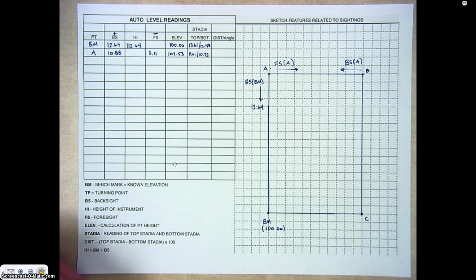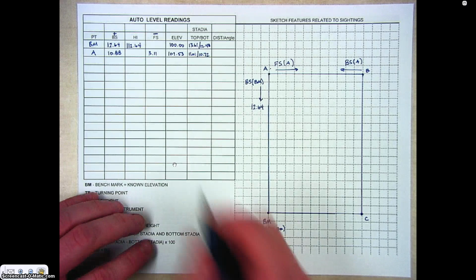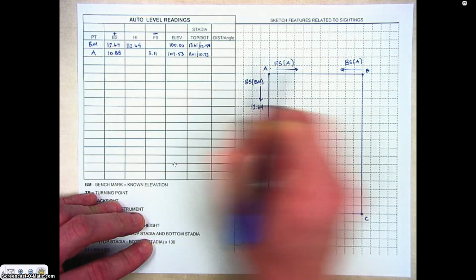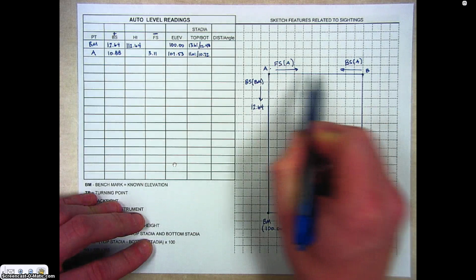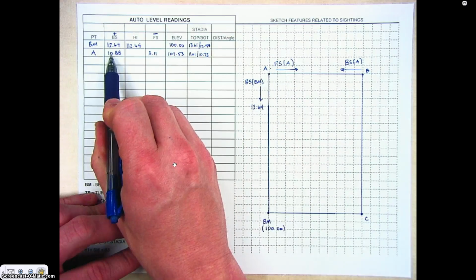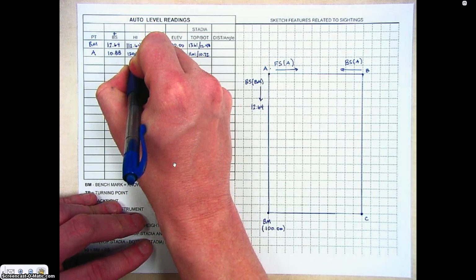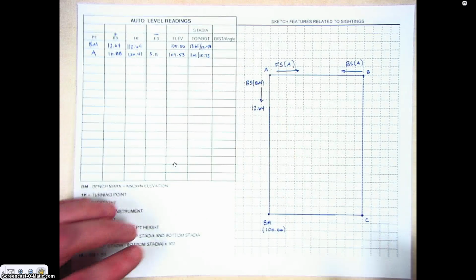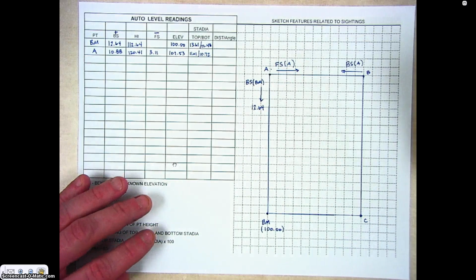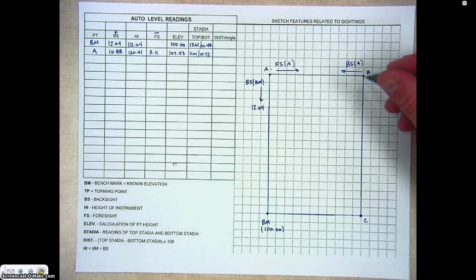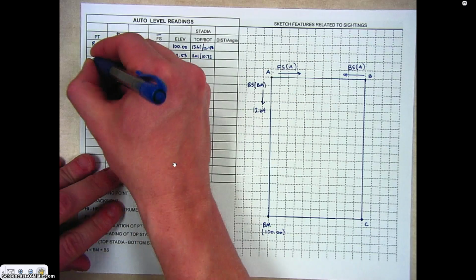So we'll take that elevation of 109.53, which is right here, and we will add it to 10.88, and we get 120.41 for our height of the instrument at point A. So then the next step would be to be able to shoot a foresight to point B.